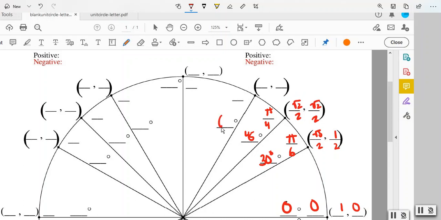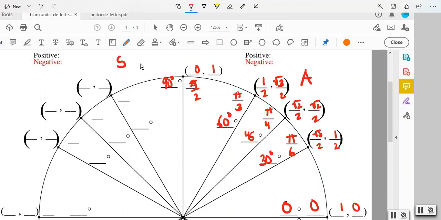And then the next one is 60 degrees, and that's going to be pi over 3. So in that case, you have 1 half, and then root 3 over 2. Now, it's probably better to put, for this quadrant, that all of them are positive. And then over here, you have 0, comma 1, which is 90 degrees, and that's pi over 2. This quadrant is going to be S.